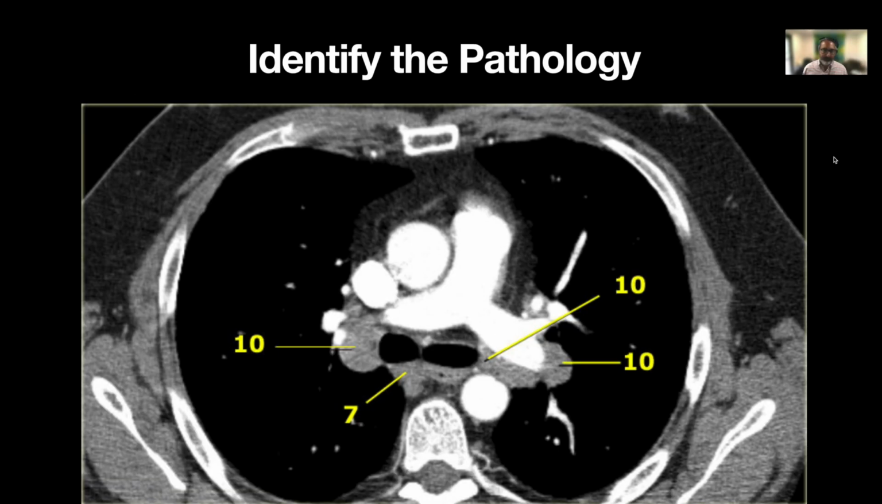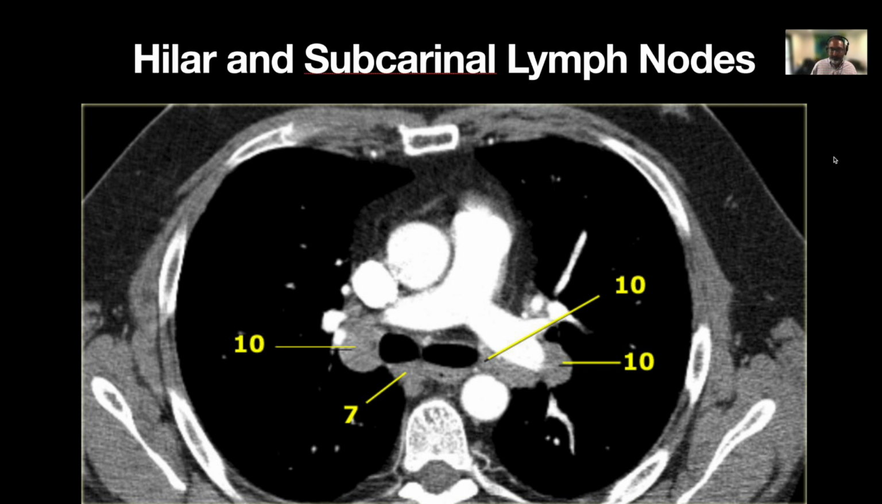Identify this one. So 7. I don't know if you could call that just carinal probably. Carinal or subcarinal, absolutely. 10 is probably hilar. Let's see. Hilar and subcarinal lymph nodes. Well done. Once again.